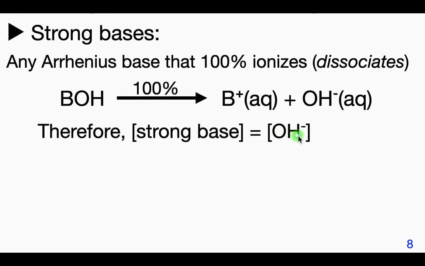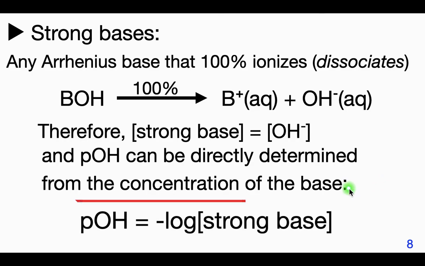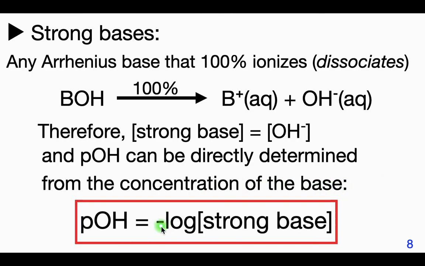Same logic as we used for strong acids. And the pOH can be directly determined from the concentration of the base. So our equation for pOH can now be, rather than the negative logarithm of the hydroxide ion concentration, the negative logarithm of the strong base concentration. So they're interchangeable.